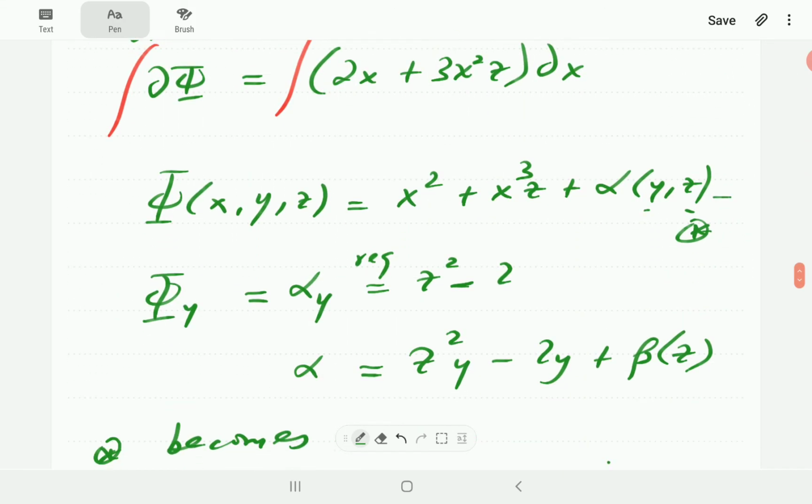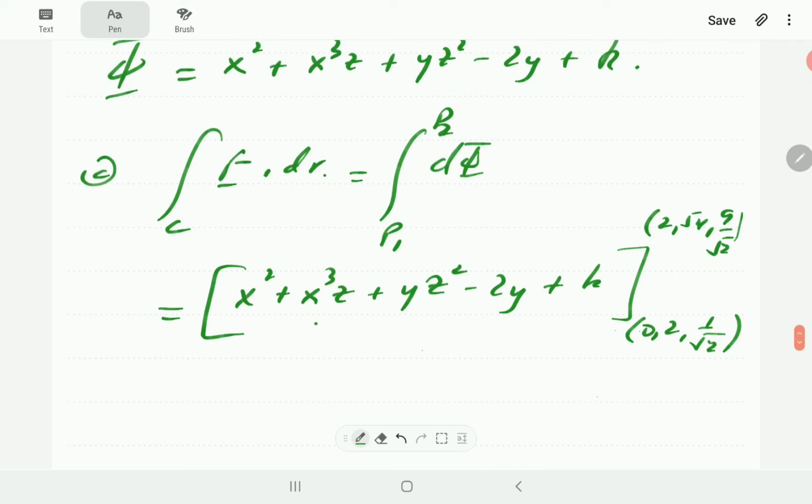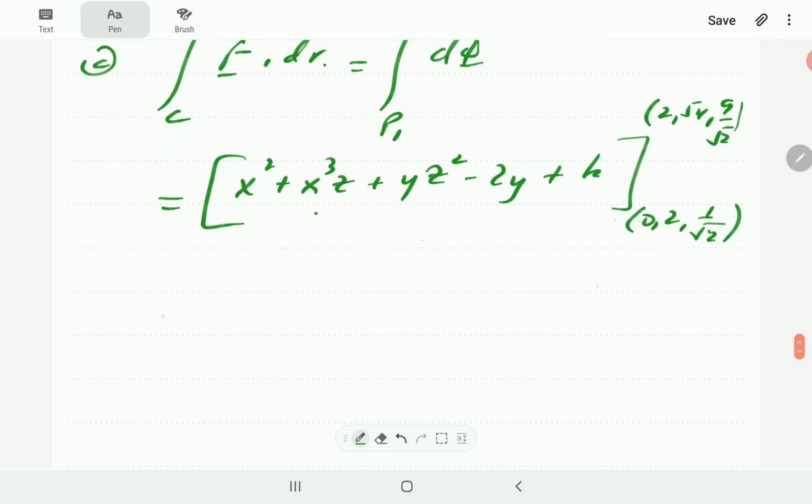So when it comes to our integral here, it means we're going to be integrating this from 0, 1 over root 2 to 54, 9 over root 2. Then we just plug these in and work it out. We find that the work done here is going to be 2086 plus 36 square root 2.